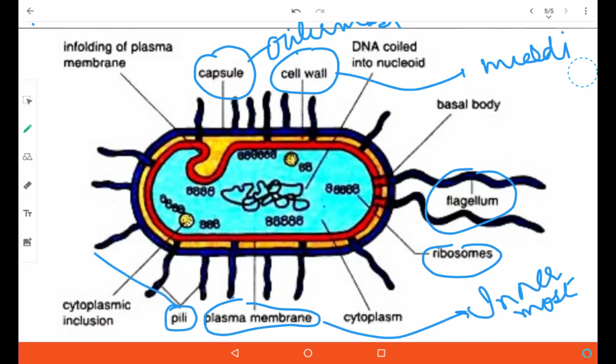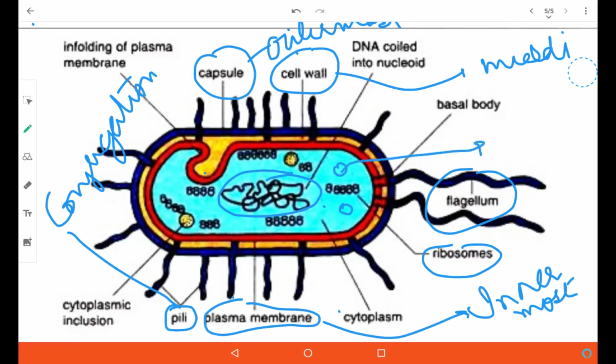These are pili meant for conjugation, and this is the nucleoid, which is the main DNA genome of the bacteria. It is sometimes attached to the plasma membrane also. And apart from this, as I told you in the lecture, they have small circular DNAs called plasmids present in the cytoplasm, and these plasmids afford them the capacity to react to antibiotics and offer resistance to them.